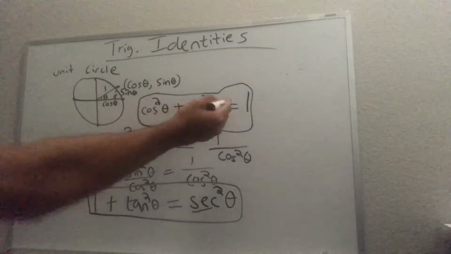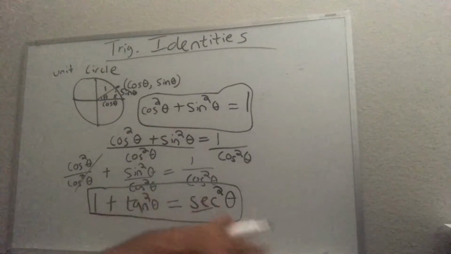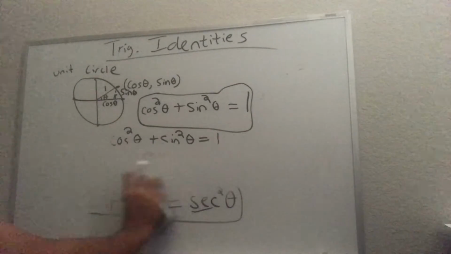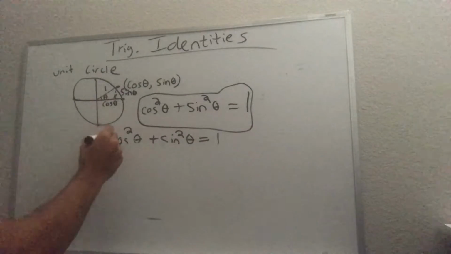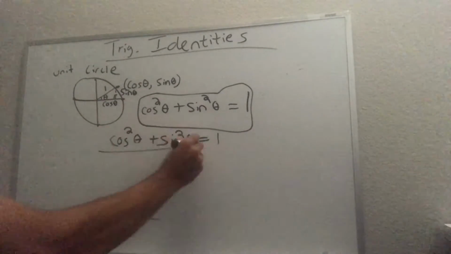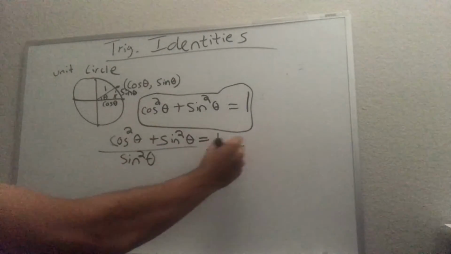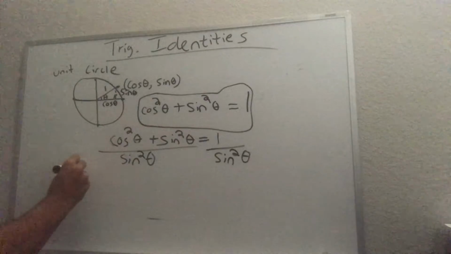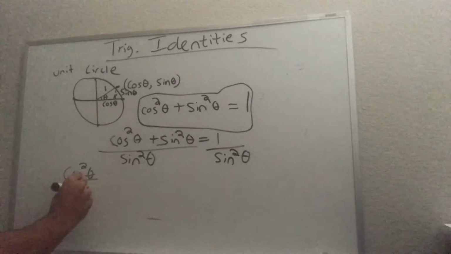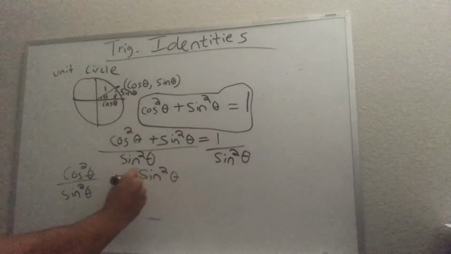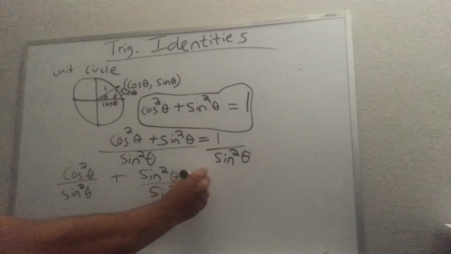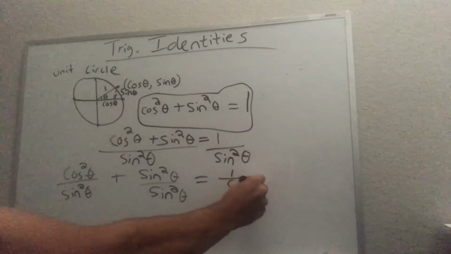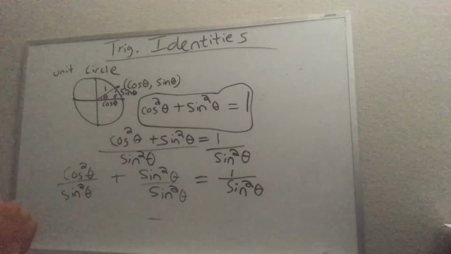Here, as you saw, I divided the entire expression by cosine squared theta. So now, instead of dividing it by cosine squared theta, let's see what happens if you divide it by sine squared theta. So you can divide this by sine squared theta. Again, you can split this, right? So you have cosine squared theta divided by sine squared theta plus sine squared theta divided by sine squared theta, and that's giving you 1 divided by sine squared theta. So really, now we look at this. Cosine squared theta divided by sine squared theta.